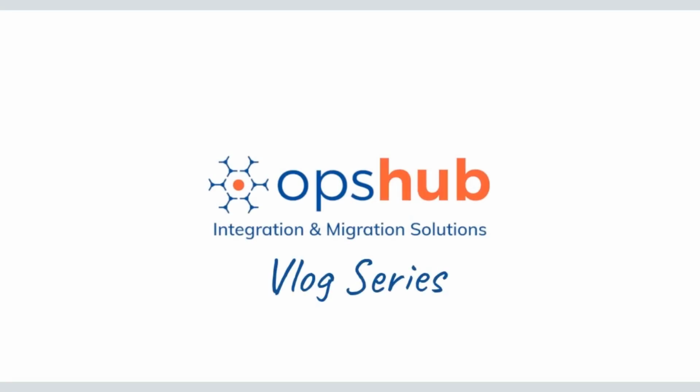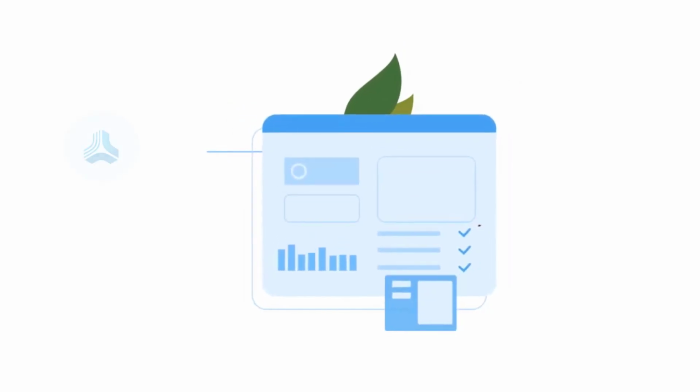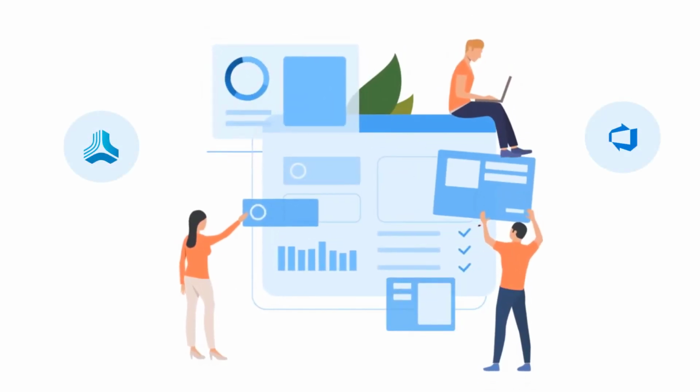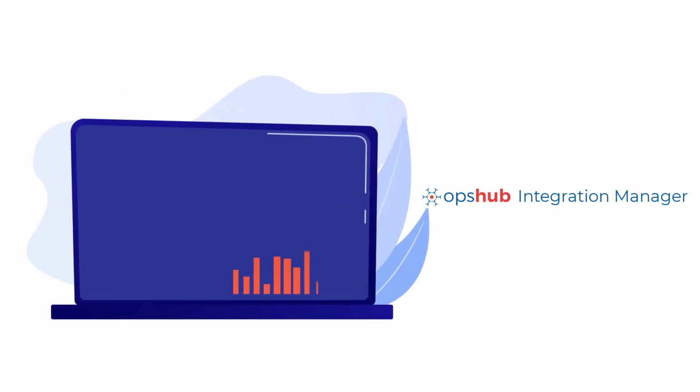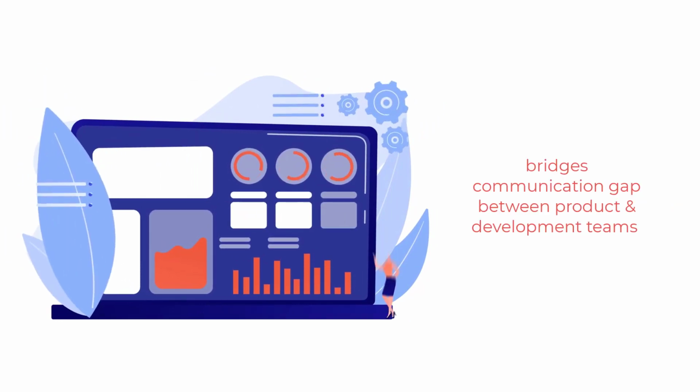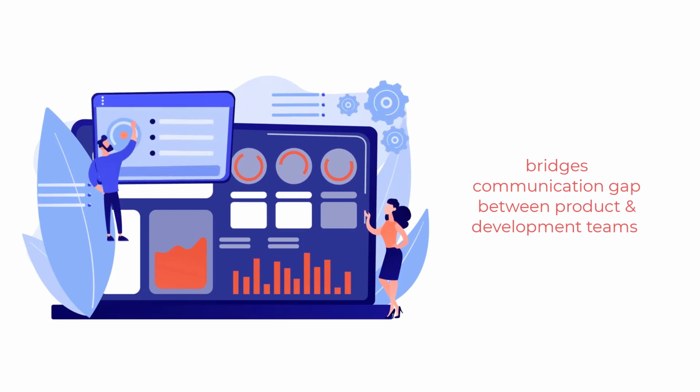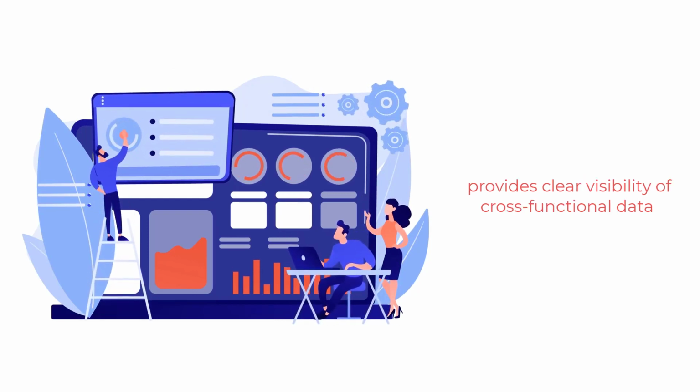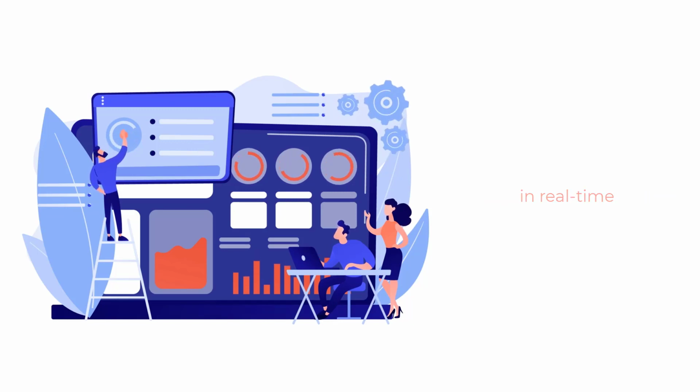We enable you to make better decisions. The integration of best-of-breed tools such as Jama Connect and Azure DevOps helps development and operations teams manage their application lifecycle effectively. OpsHub Integration Manager's bidirectional data integration bridges the communication gap between the product and development teams by providing them with clear visibility of cross-functional data in their preferred systems in real time.